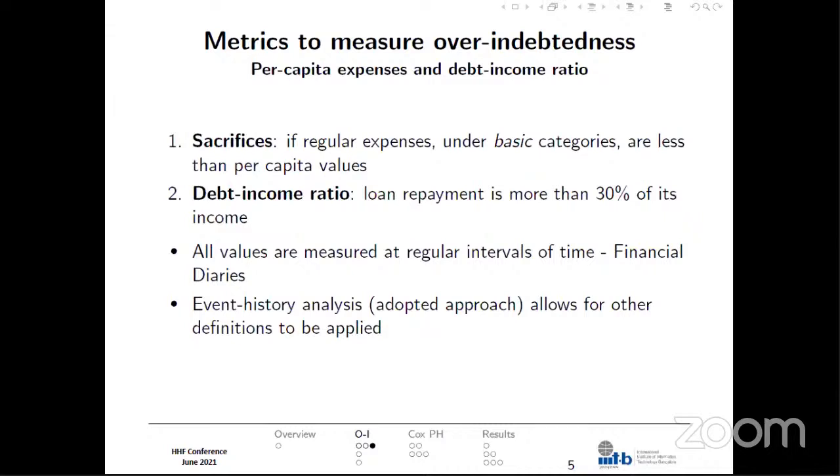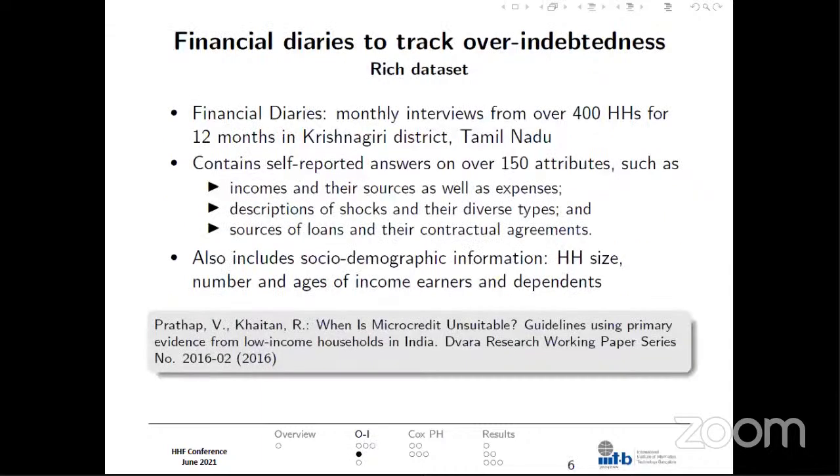So, in order to apply these two definitions and to say whether a household becomes over-indebted or not, we're going to be using the financial diaries, which again, as I said, is longitudinal data. So attributes of the household are measured at regular intervals of time. I'll give you a brief introduction to what the diaries data set is. This was collected using monthly interviews from about 400 households in Krishnagiri district in Tamil Nadu, for over a year, so we essentially have 12 months of data for every household.